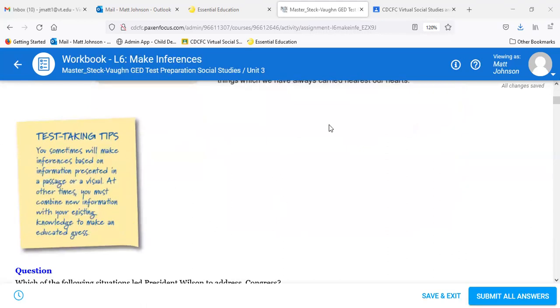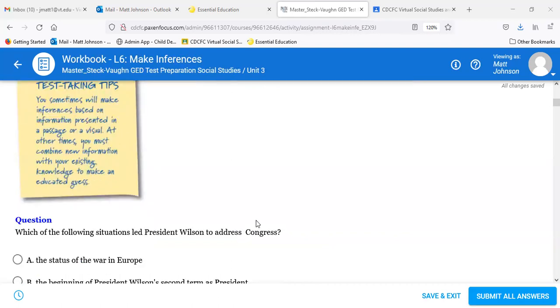And our tip here: you sometimes will make inferences based on information presented in a passage or a visual. At other times, you must combine new information with your existing knowledge to make an educated guess. And that's what I was talking about before. We've talked about World War I, we've talked about women's suffrage and things like that. So hopefully you've collected some information, and when you get new information along the way, we can put that all together to make inferences and discuss history and help complete our knowledge there. All right, Grace, would you like to read our first question?